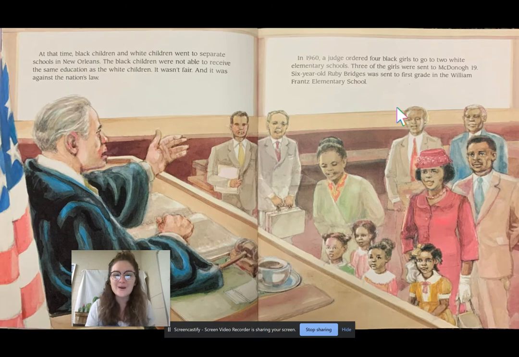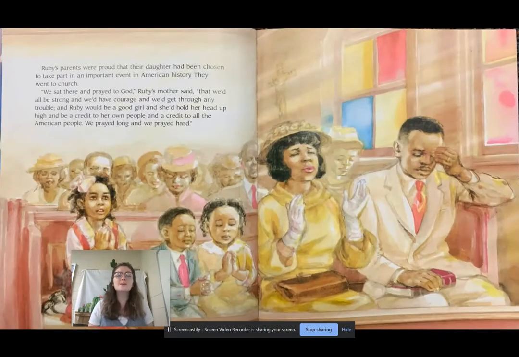Let's keep going. Ruby's parents were proud that their daughter had been chosen to take part in an important event in American history. They went to church. We sat there and prayed to God, Ruby's mother said, that we'd all be strong and we'd have courage and we'd get through any trouble. And Ruby would be a good girl. And she'd hold her head up high and be a credit to her own people and a credit to all the American people. We prayed long and we prayed hard.